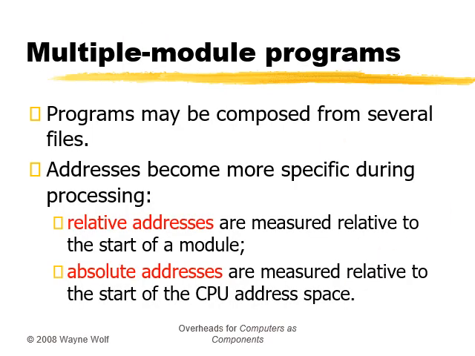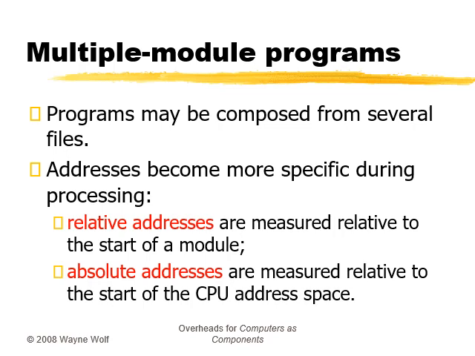In this slide we are going to talk about multiple module programs. For example, a program is composed of several files. If it is composed of several files, it will have several modules. We can call it multiple modules. In that type of program, addressing becomes more specific during processing. During processing we have two types of addresses. Number one is absolute addresses. Absolute addresses are measured relative to the start of the CPU address space, so they remain fixed, or they are provided by the programmer.